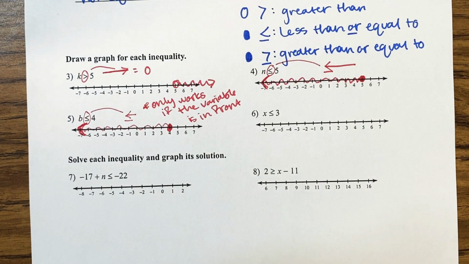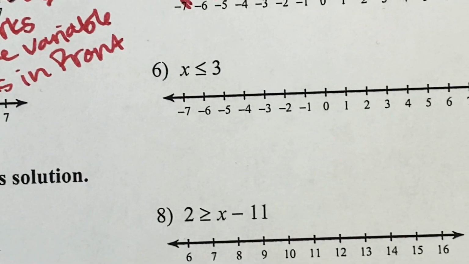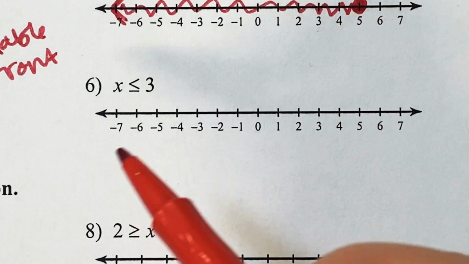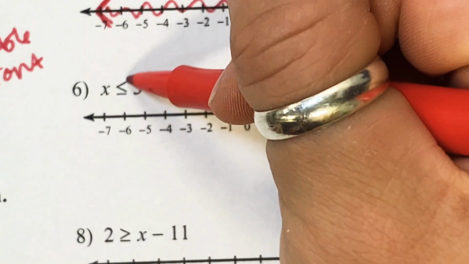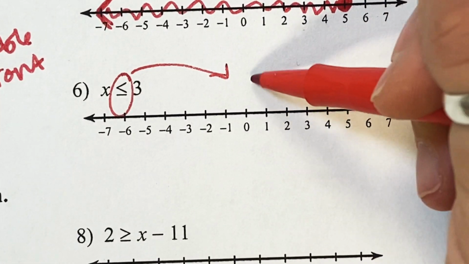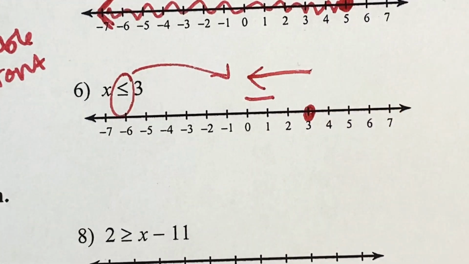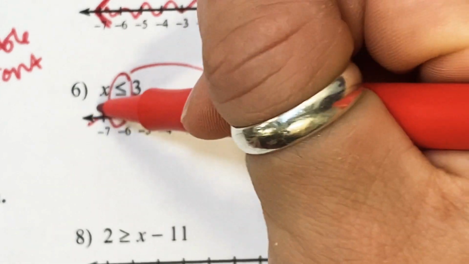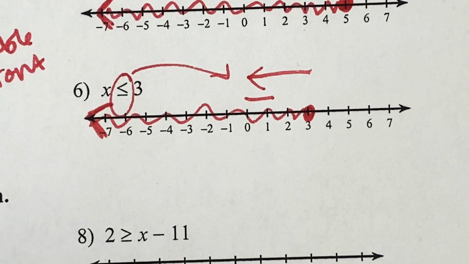So for 6, the variable is in front again, so that should work. Okay, so look at your number. In this case, it's +3. Okay, it's got the little extra right there. Okay, so it is less than or equal to, so it's a closed point. Turn that into an arrow, and that's going to tell you which way to shade your number line. Okay, and there we go. That is how you graph an inequality.